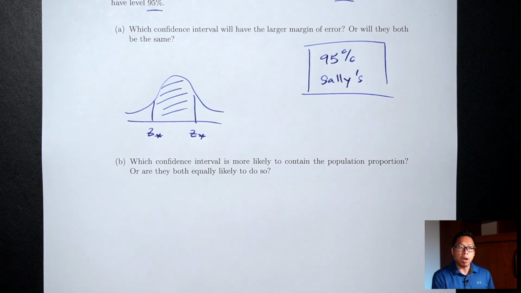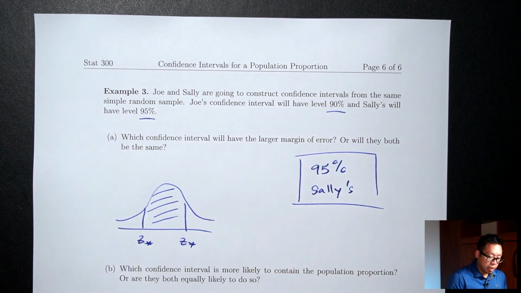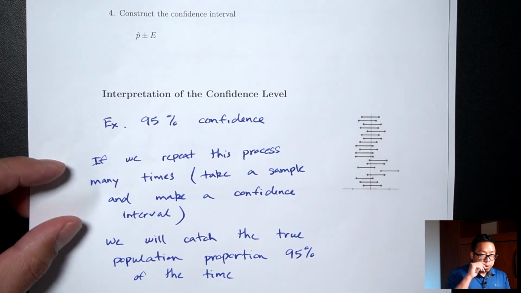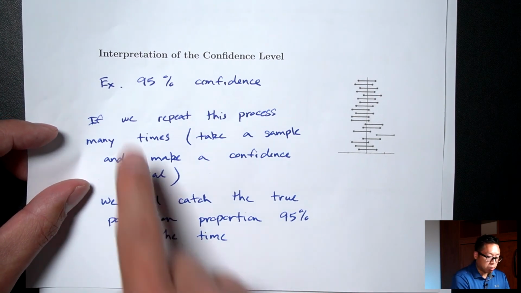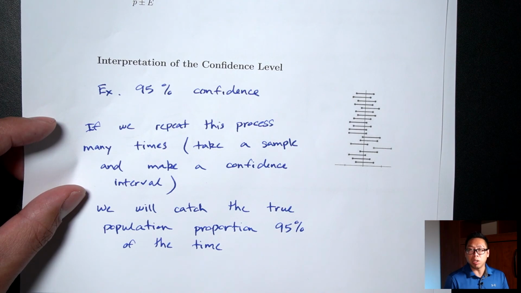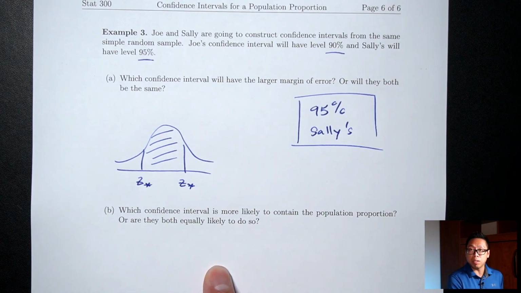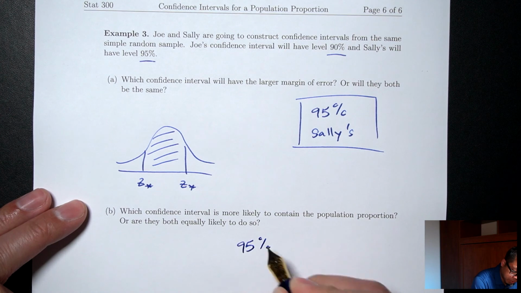Part B. Which confidence interval is more likely to contain the population proportion, or are they both equally likely to do so? In other words, which confidence level, 90% or 95%, is more likely to catch the true population proportion? So let's go back to when we talked about the interpretation of the confidence level. We said that 95% confidence means that we will catch the true population proportion 95% of the time. So the confidence level is how likely you are to catch the true population proportion. So the larger confidence level will be more likely to catch it. So we want the larger confidence level, which will be 95%, which is also Sally's.